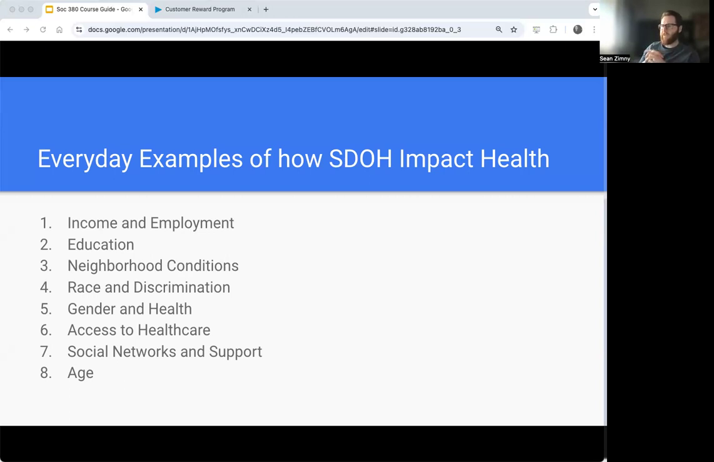Number 7, social networks and support. So someone with a strong social support system may recover faster from illness. And you might be wondering, why is that the case? Due to things like emotional encouragement and practical help and support on that front. A socially isolated individual might face greater challenges managing chronic conditions, leading to poorer health outcomes.